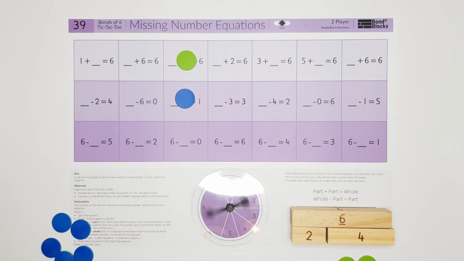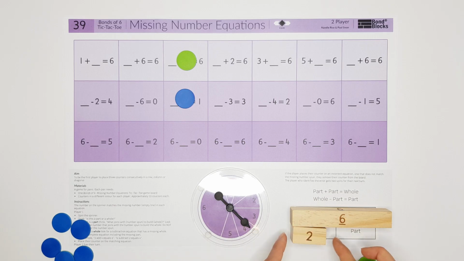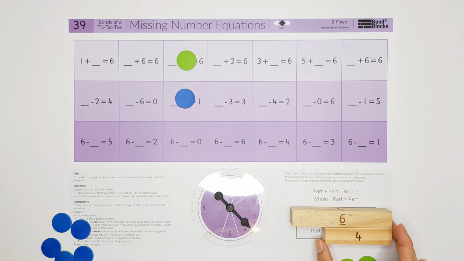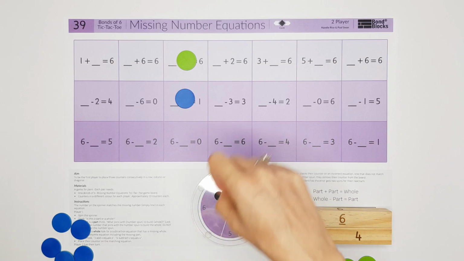Player 1 can have another turn. This time they spin a 4. So in a similar way, they need to stop and think, is it the whole or is it a part? It's a part. I know the part of 4. What joins with the part of 4? That's 2. So I want to look for an equation that has got a 6 as the whole and a known part of 2, so I can put the 4 on the missing number spot. So I'm looking for a 6 and a 2.